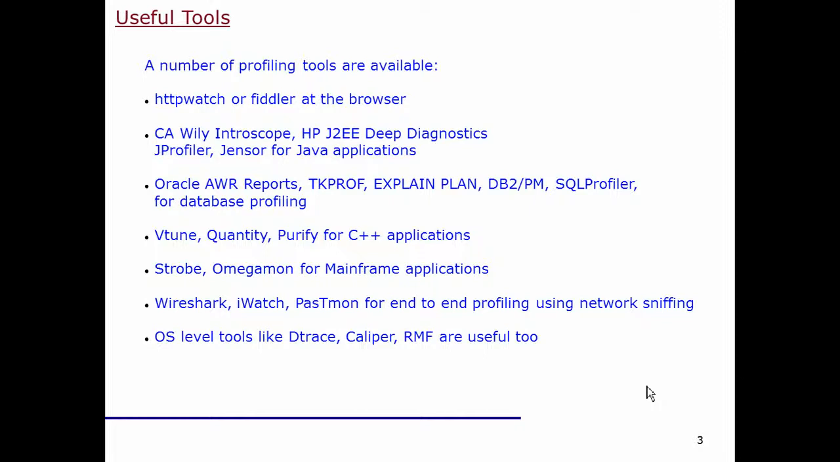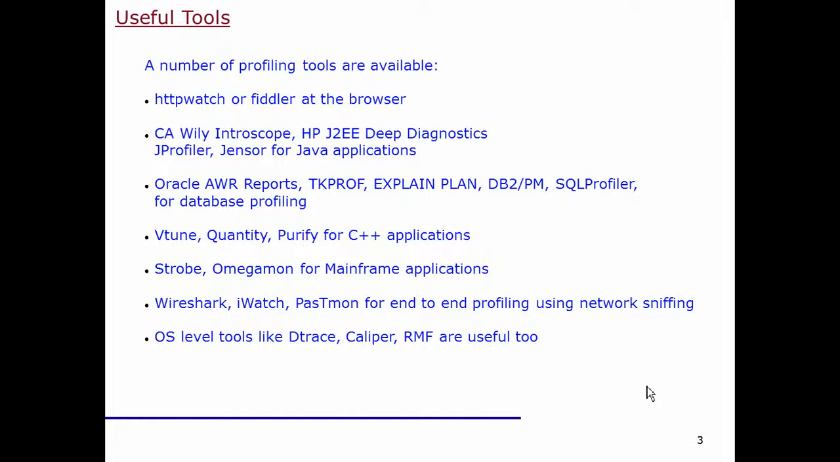At the database level, the most common way of detecting the path in which your query is taking is to run an explain plan, and you have individual tools such as TKPROF or Oracle AWR reports for Oracle. You have DB2 PM for DB2 and SQL Profiler for Microsoft SQL Server. For Intel platforms, there is VTune, which is a very useful tool, and IBM also has Quantify and Purify for C++ applications. VTune can be used for C++ and Java applications.